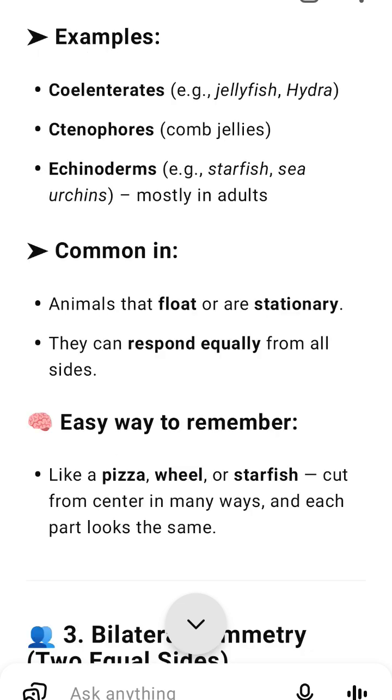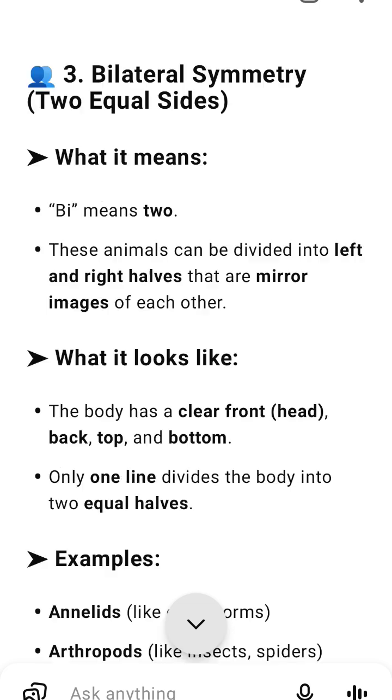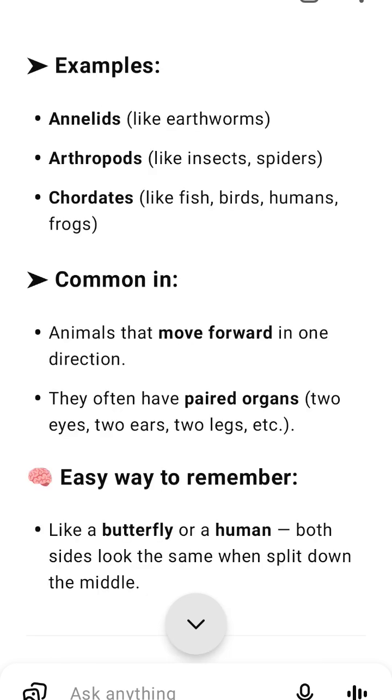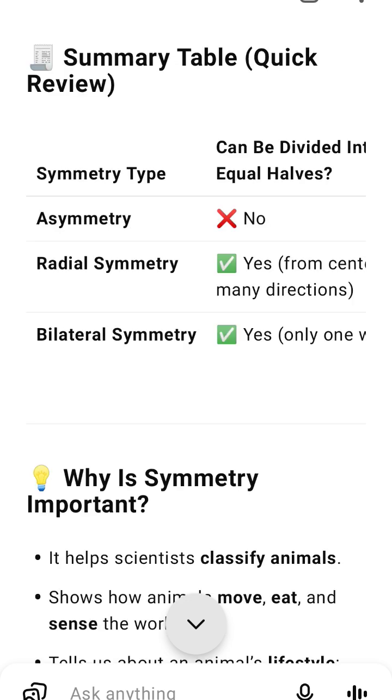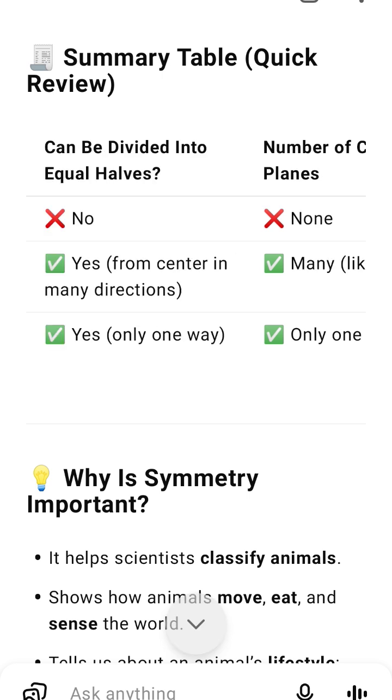Examples: annelids, like earthworms; arthropods, like insects and spiders; chordates, like fish, birds, humans, frogs. Common in animals that move forward in one direction. They often have paired organs: 2 eyes, 2 ears, 2 legs, etc. Easy way to remember: like a butterfly or a human, both sides look the same when split down the middle.